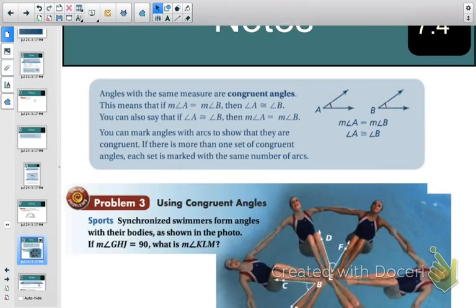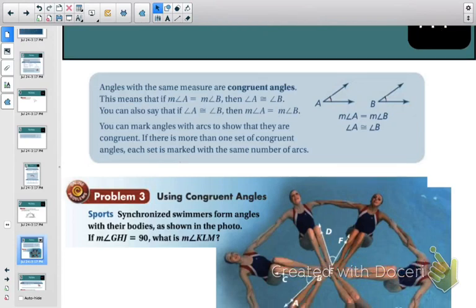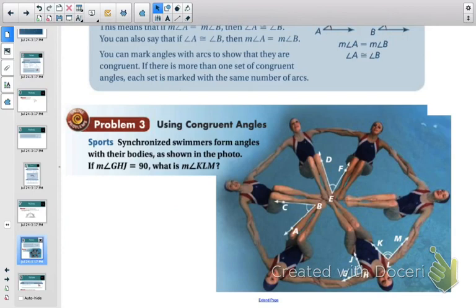You can mark angles with arcs to show that they are congruent. If there's more than one set of congruent angles, it is marked with the same number of arcs. So for example, if you look at this picture here, the top 2 angles each have 1 arc. The bottom 2 have 2 arcs. So that tells us the bottom 2 angles are congruent and the top 2 angles are congruent.